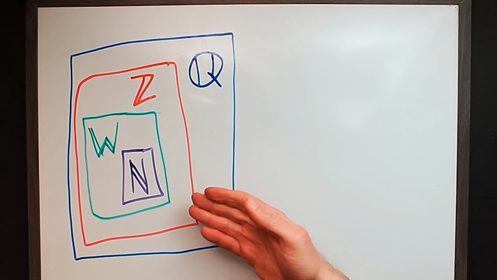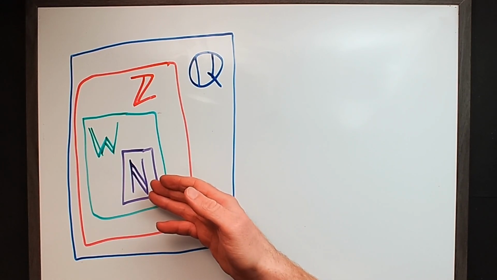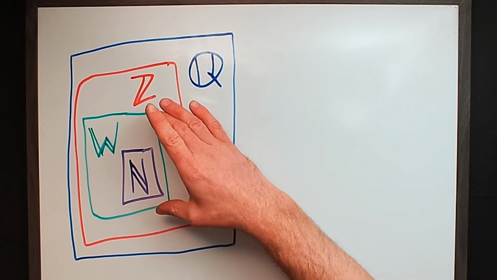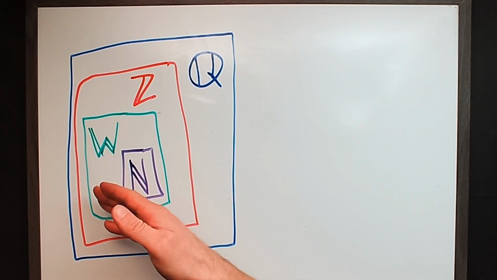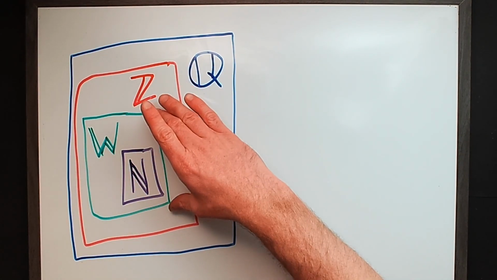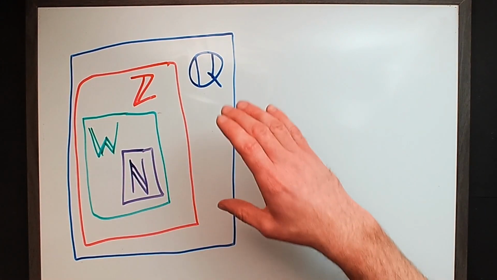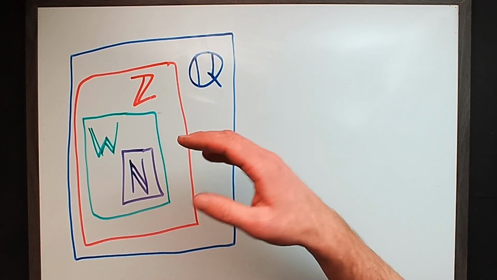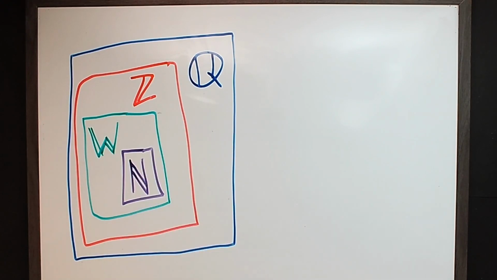So far, this is what we have. We have the natural numbers, we have the whole numbers, which contain all of the natural numbers and 0. We have the integers, which is all of the negatives and all of the whole numbers. And we have the rational numbers, which is all of the ratios, including all of the integers.